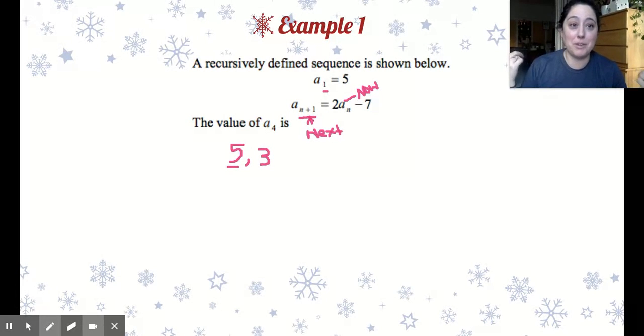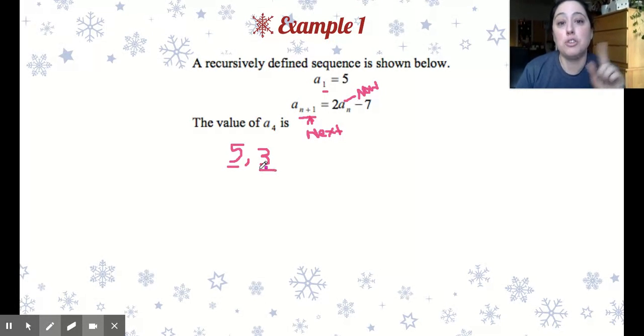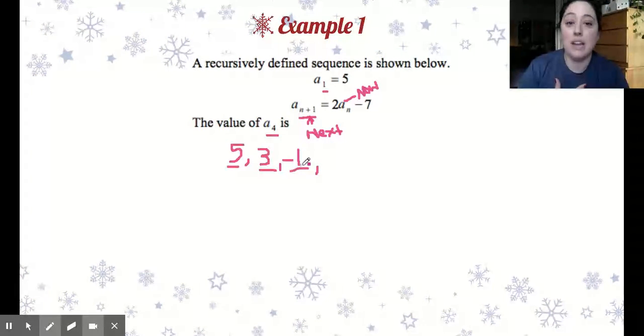Okay, now I'm just going to keep doing that sequence. So now I'm on term 2, right? So 2 times 3 is 6, minus 7 gives me a negative 1. So I'm just following this same pattern. 2 times whatever number I'm on now, minus 7 will give me my next term. All right, so I want to know a sub 4, that means my 4th term. So I have 1, 2, 3. I need the next one. All right, so now I'm on negative 1. 2 times negative 1 is negative 2. Minus 7 is negative 9.